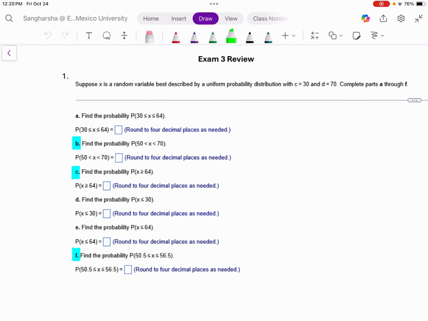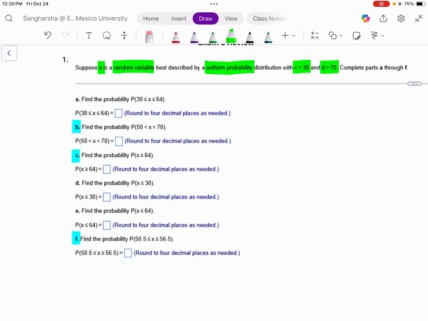In question number 1, we have x as a random variable, and that random variable is described by a uniform probability distribution. Our c is 30, d is 70, and we are asked to find the probability that x is greater than 50 and less than 70.